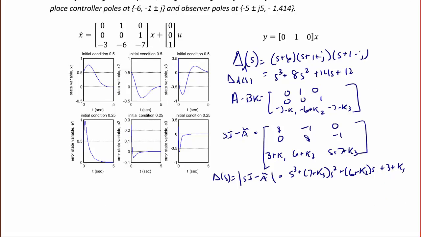When we equate coefficients, we get that 3 + k1 has to equal 12, so k1 is equal to 9. 6 + k2 has to equal 14, so k2 is equal to 8. And 7 + k3 has to equal 8, so k3 is equal to 1. So our K matrix is [9, 8, 1].